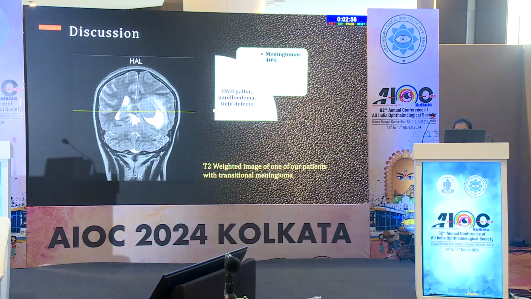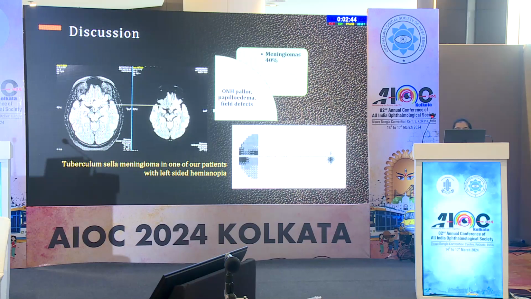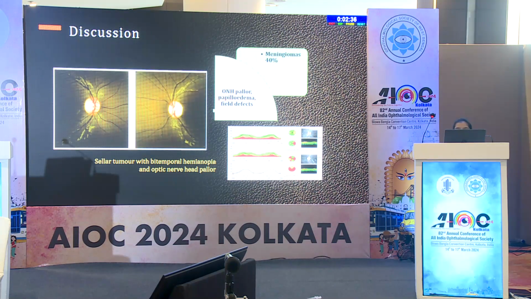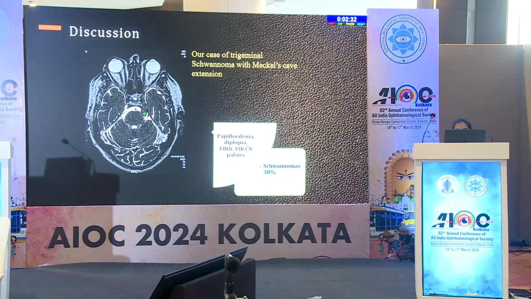cranial nerve palsies. It's a coronal T2 weighted image of one of our patients having parieto-temporal heterogeneous mass suggestive of transitional meningioma, and the patient with the axial FLAIR image showing homogeneous mass in suprasellar region suggestive of tuberculum sellae meningioma, fundus image of another patient with optic nerve head pallor who had sellar tumor. It's our case of trigeminal schwannoma with a Meckel's cave extension.